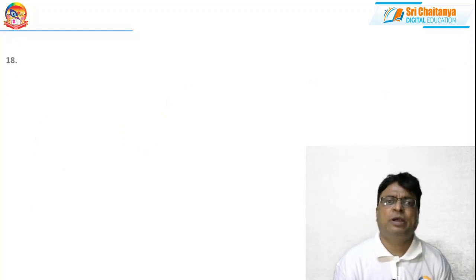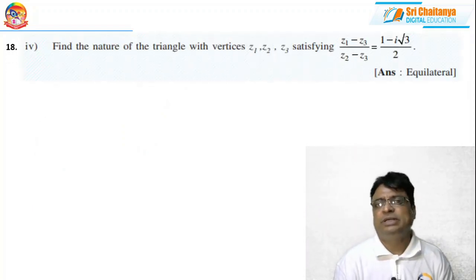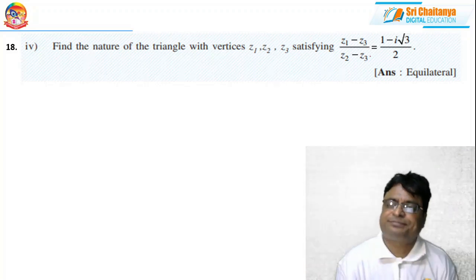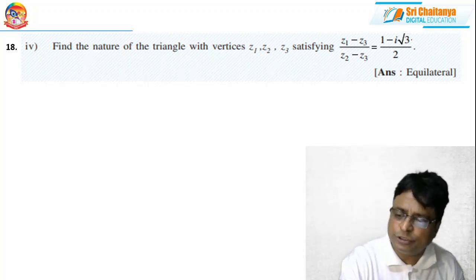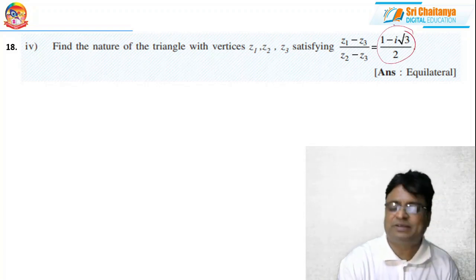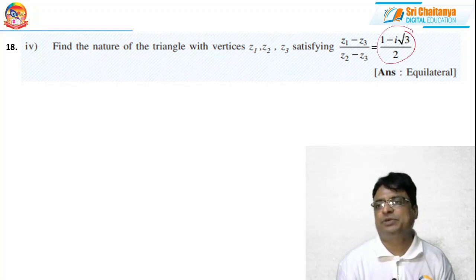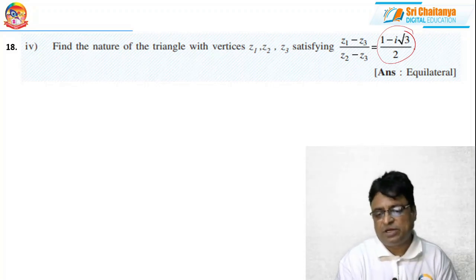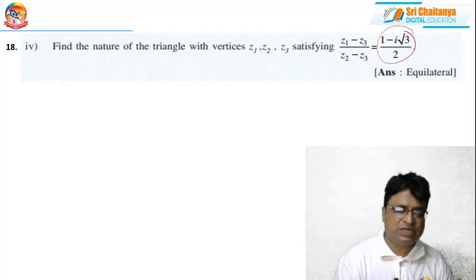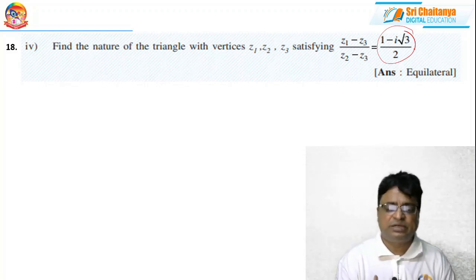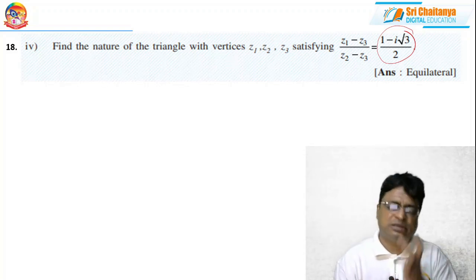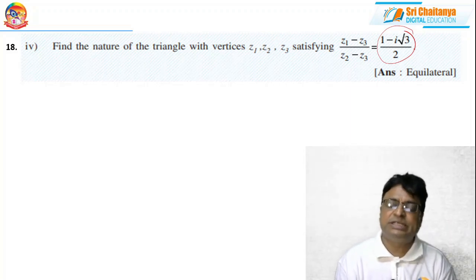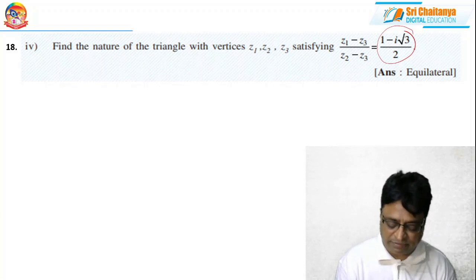Okay. Now coming to the 18th, fourth problem. Again my friends, find the nature of the triangle with vertices. Whenever root 3 is involved, automatically the triangle is nothing but an equilateral. That's a different story. Again here also, some relation has been given for you, to prove it as an isosceles or equilateral or something like that. If all the sides are equal, or if all the angles are 60 degrees, then automatically the triangle becomes equilateral.